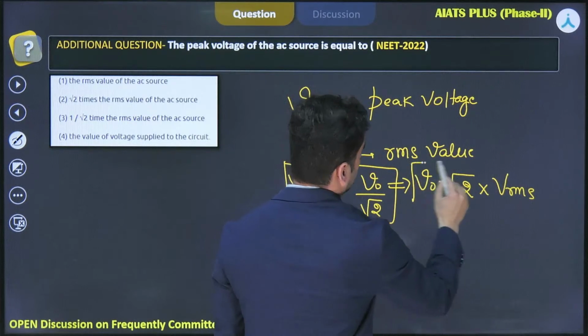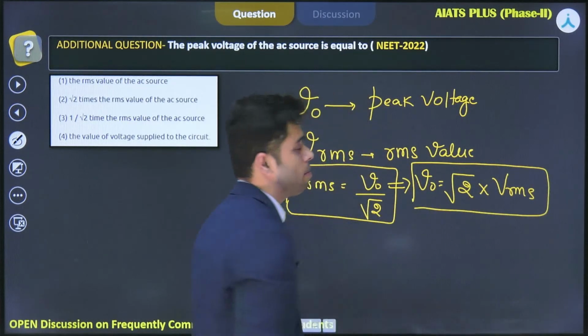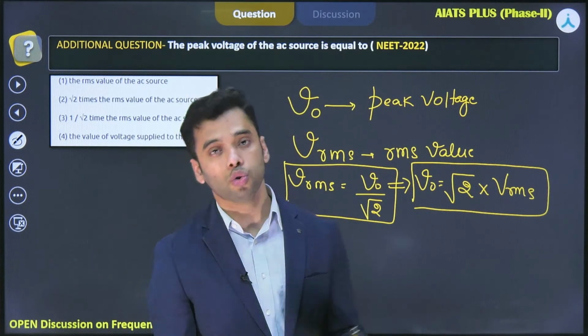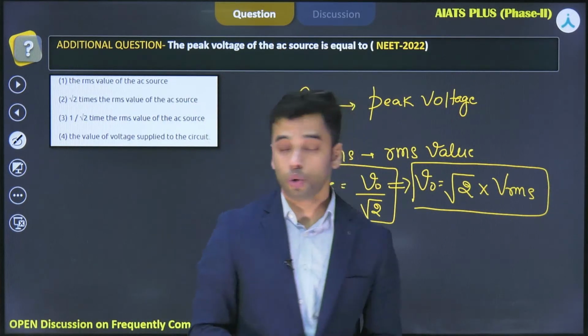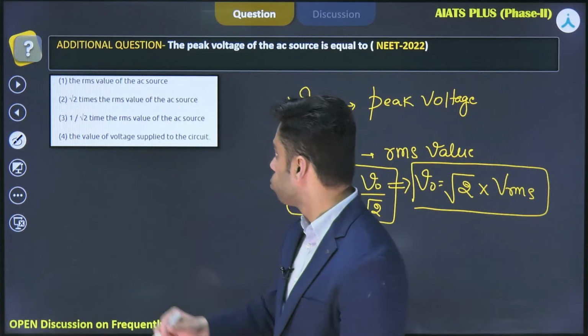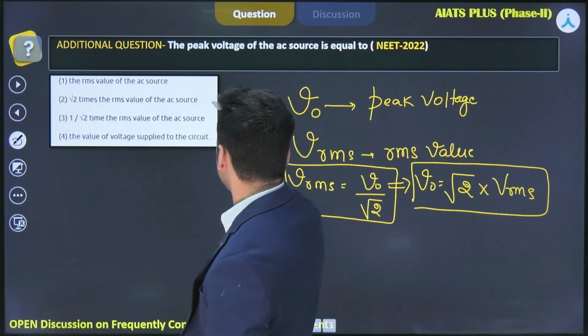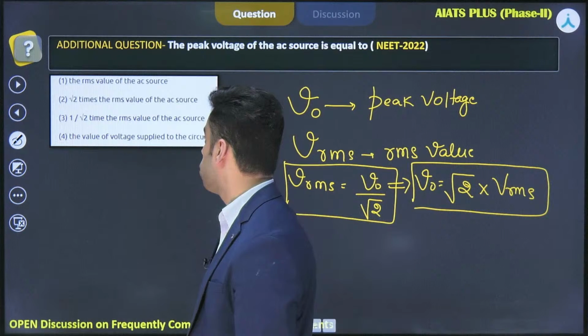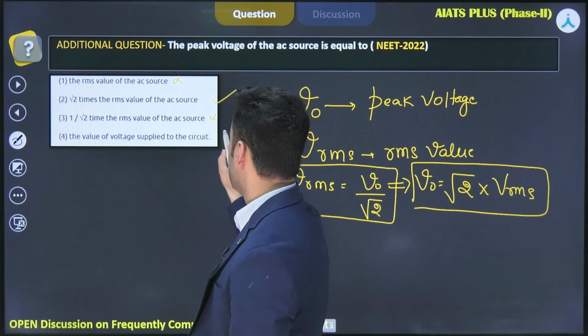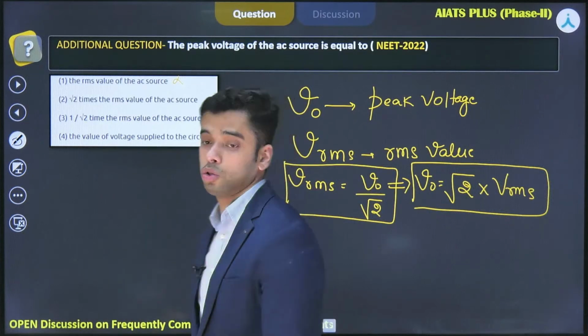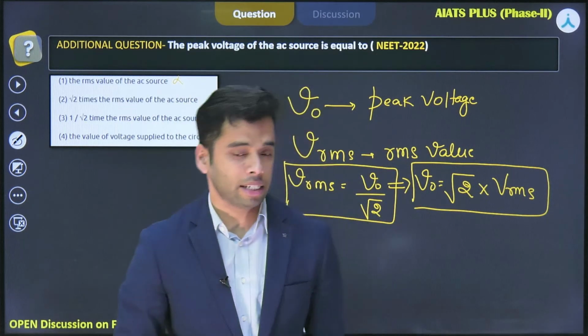So V naught is root 2 times the Vrms. It means that the peak value is root 2 times the RMS value. So the correct answer should be option 2: root 2 times the RMS value of the AC source. So this one is wrong. 1 by root 2 times is wrong, and the value of voltage supplied to the circuit is also wrong. Yes, the second option is the correct answer.